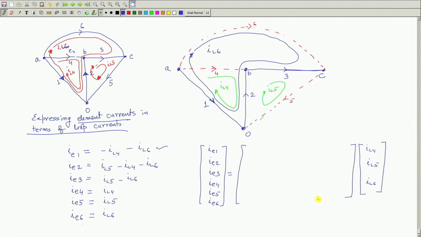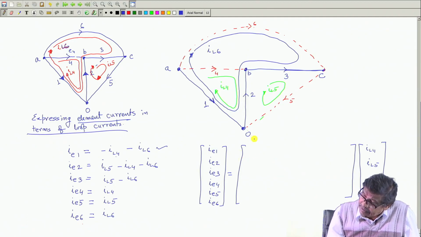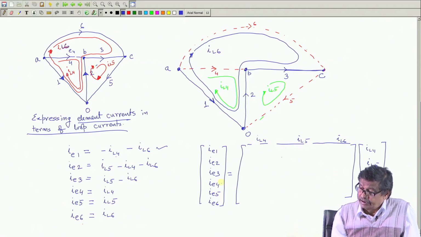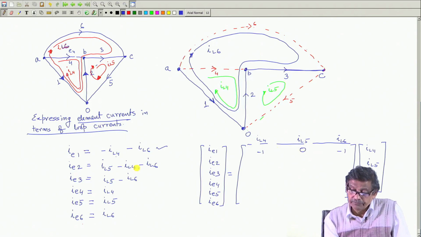Once again telling you, IL4, IL5, IL6 does not mean that IL1 also exists. I just name them depending upon the number of the link that has been associated with that particular loop. Only three equations, mind you. And here I will write IL4, IL5, IL6. This is for my own benefit, so that I write quickly and correctly. IE1 is minus IL4, so minus 1 here, minus IL6, minus 1 here. IL5, no contribution.